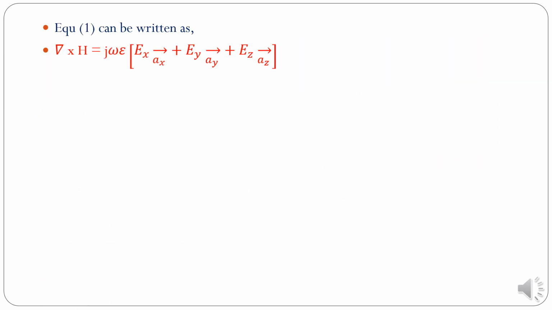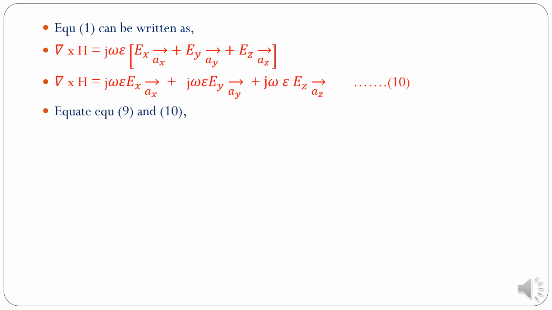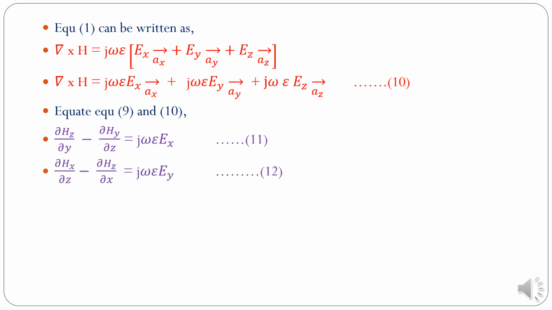From the equation, del cross H is equal to j omega epsilon times (Ex ax vector plus Ey ay vector plus Ez az vector). In a similar way the same vector form can be used. From the equation, we will have dou Hz by dou y minus dou Hy by dou z is equal to j omega epsilon Ex, dou Hx by dou z minus dou Hz by dou x is equal to j omega epsilon Ey, and dou Hy by dou x minus dou Hx by dou y is equal to j omega epsilon Ez.